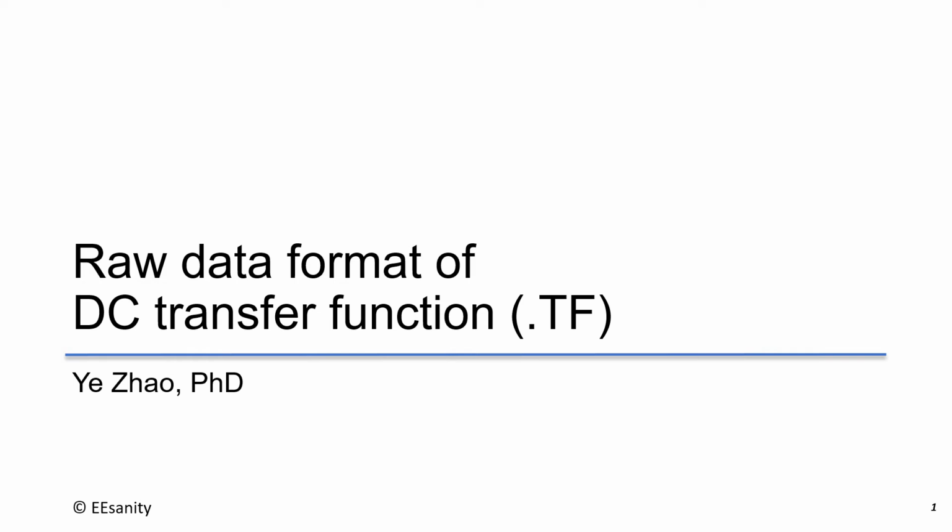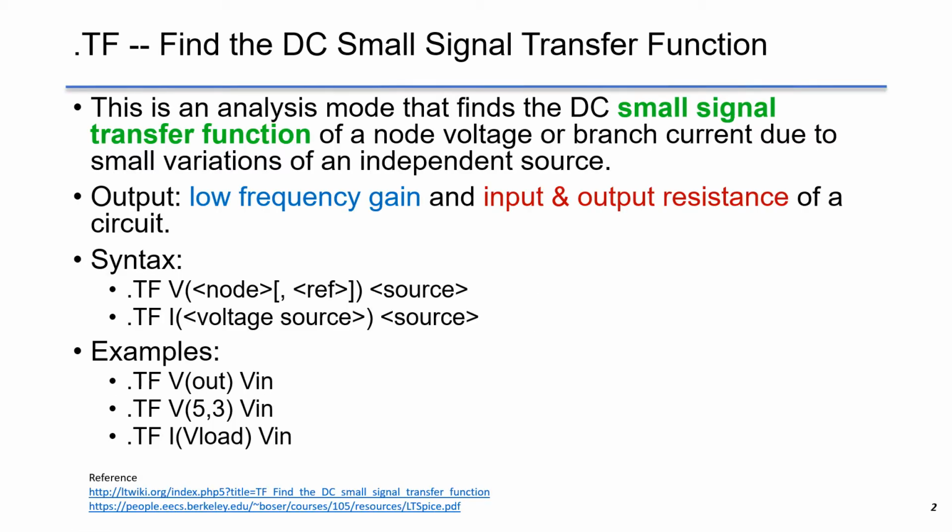In this lecture, I would like to discuss the raw data format of DC transfer function in LTspice and how to read the raw data using Python language. .tf is the syntax in LTspice to find the DC small signal transfer function of a voltage or current due to small variation of an independent source, such as voltage source or current source. We are looking at the small signal, not the large signal.